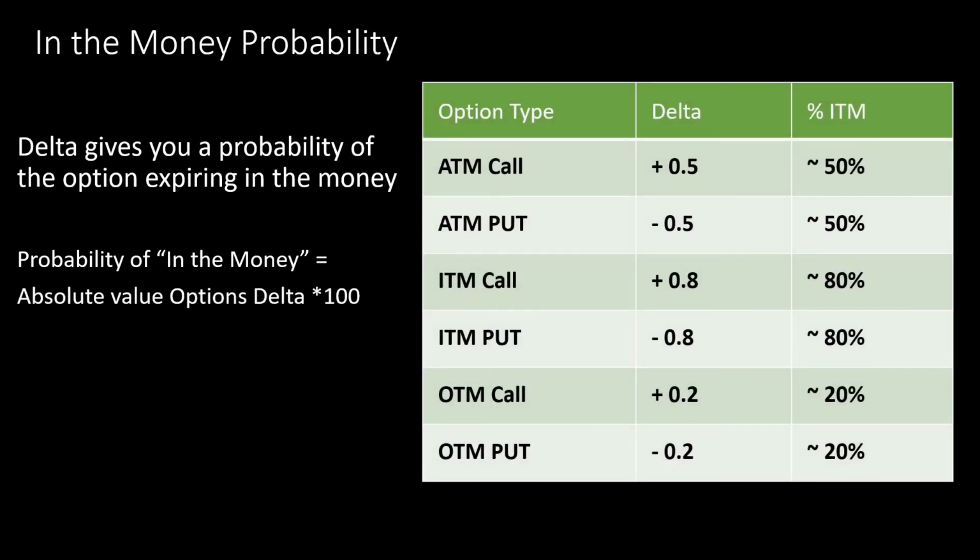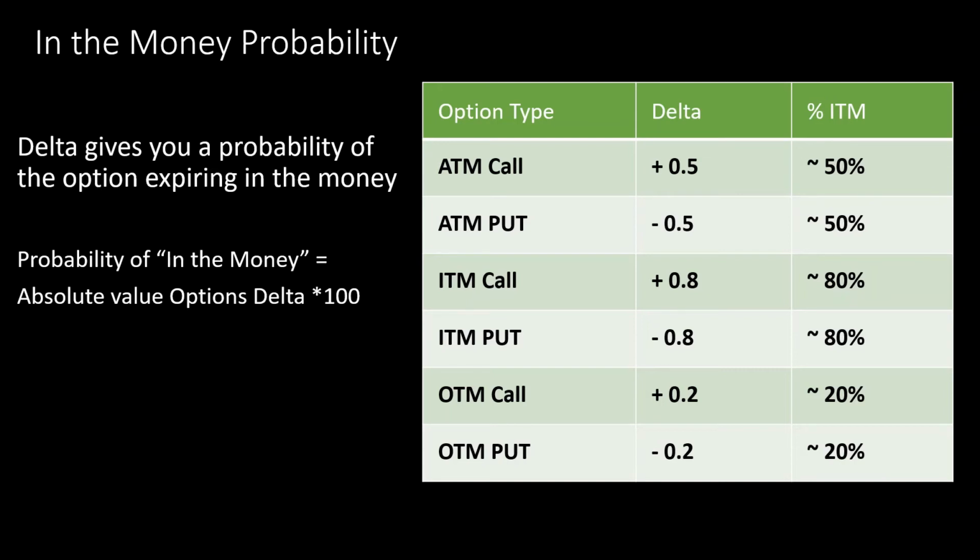Delta also gives us the probability of an option trade expiring in the money. This can be obtained by multiplying the absolute value of option delta by 100. Now let's look at a few examples to understand this concept better. As discussed earlier, an at the money call option has a positive 0.5 delta, and an at the money put option has a negative 0.5 delta. So in each of these cases, there's a 50% chance the underlying can move in the positive, and a 50% chance the underlying could move in the negative. So the at the money call option and at the money put option have a 50% probability of expiring in the money.